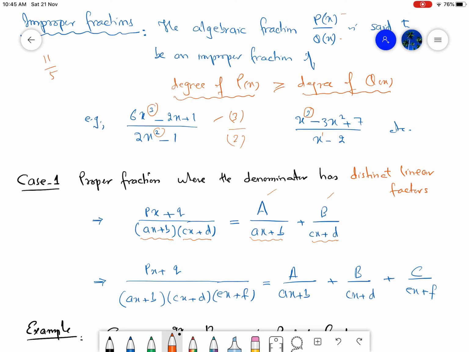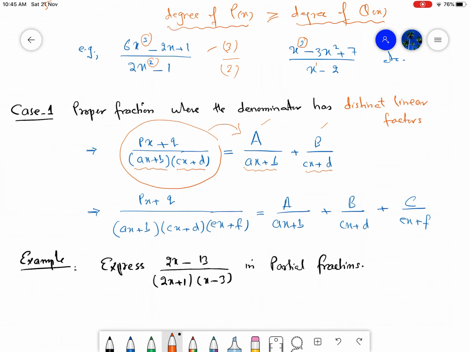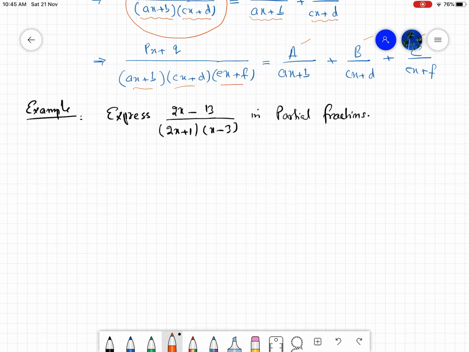You know that partial fraction is writing this sort of expression back to the original function. If we extend this to three factors, (px + q) over (ax + b)(cx + d)(ex + f), we need to define three variables here, A, B, and C: A over the first factor plus B over the second factor plus C over the third factor. Similarly, you can extend it to four as well. So let's have a look at the example here.